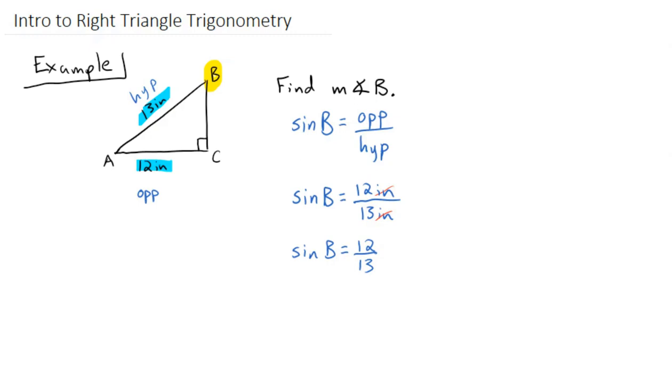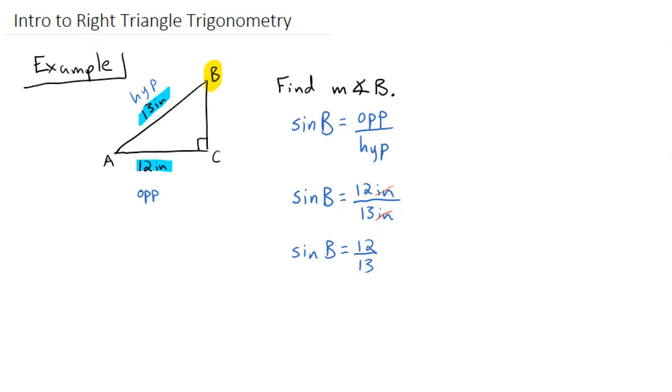12/13. Okay, so far this is looking exactly like what we did in example 1. We've found the ratio, but we're not done yet. We were asked to find the measure of angle B. We've not done that. We've found the sine of B. So the sine of B and the measure of angle B are not the same thing.